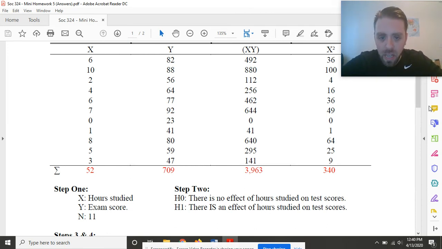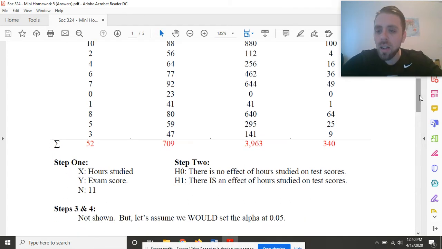So H0, there is no effect of hours studied on test scores. That's the only situation in which you could not find a significant effect. H1, there is an effect of hours studied on test scores. And it's implied there by saying there is an effect that could be positive or it could be negative.